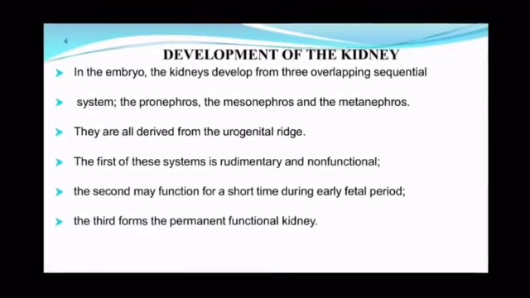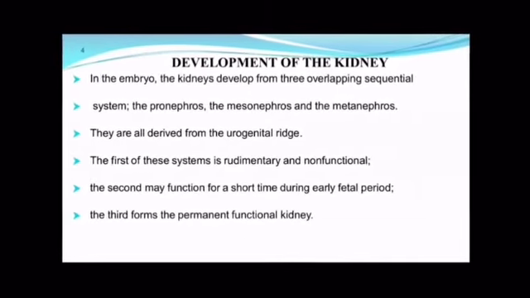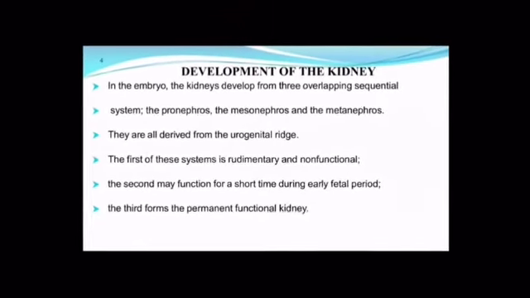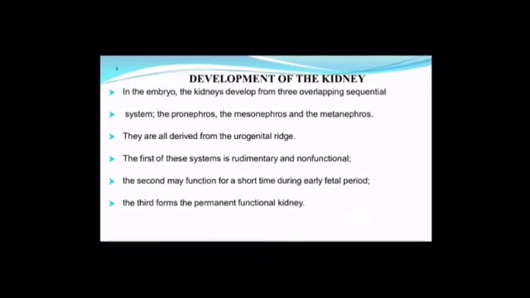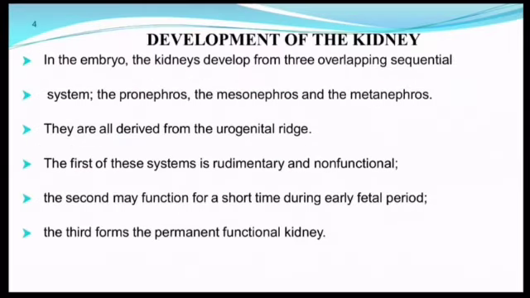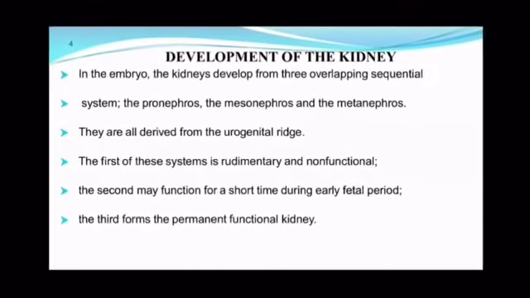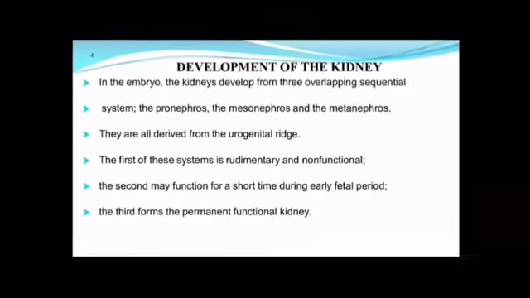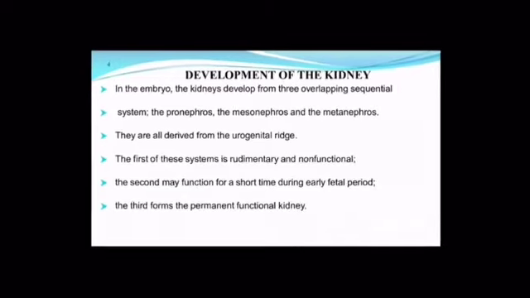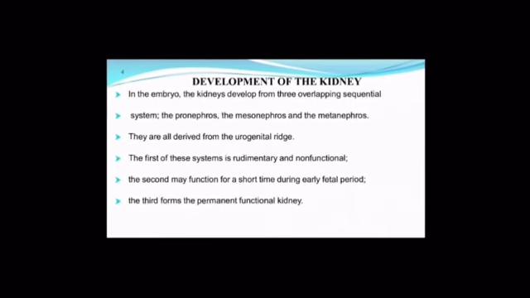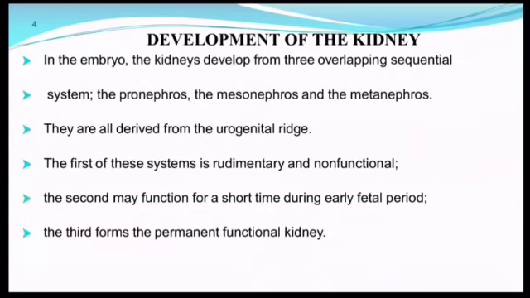Now, looking at the development of the kidney, in the embryo, the kidneys develop from three overlapping sequential systems: the pronephros, the mesonephros, and the metanephros. All these are derived from the urogenital ridge. The first of this system is rudimentary and non-functional. The second may function for a short time during early fetal period. The third forms the permanent functional kidney.